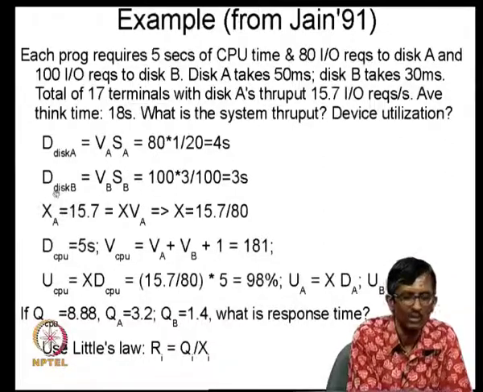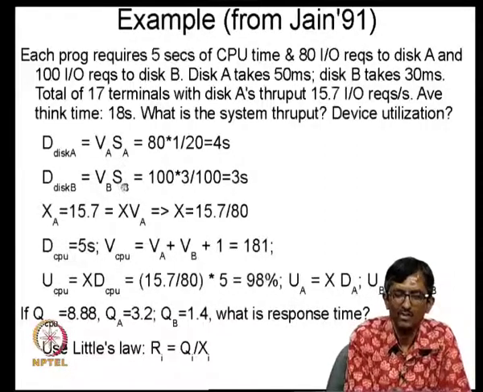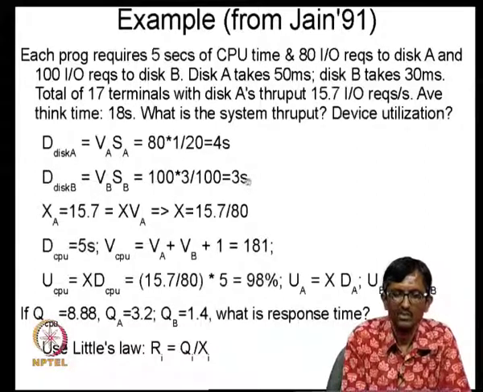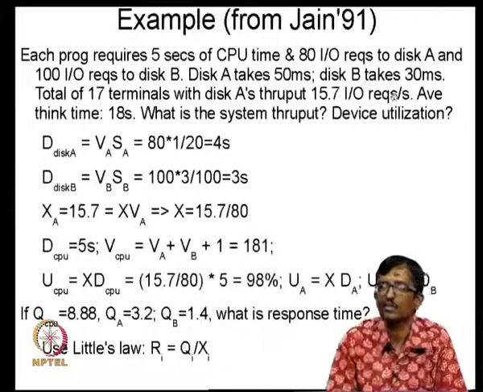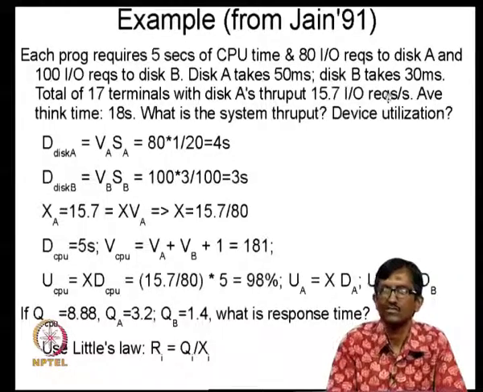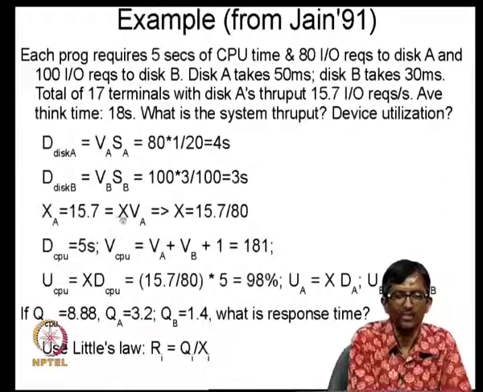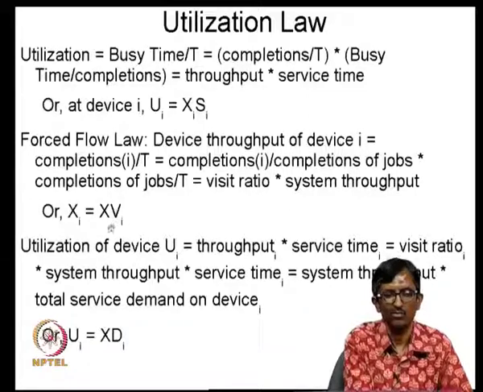Similarly, the total demand for disk B is going to be the number of times you visit the disk multiplied by the amount of service time required in disk B. Now it is 30 milliseconds, it is 3 by 100, so that is 3 seconds. Now you already know that disk A throughput has been given as 15.7 I/O requests per second. Somebody has observed that it is doing 15.7 I/O requests per second. So that is basically the throughput X of A. That is the same because of the forced flow law, right? You say X_i equals X into V_i.